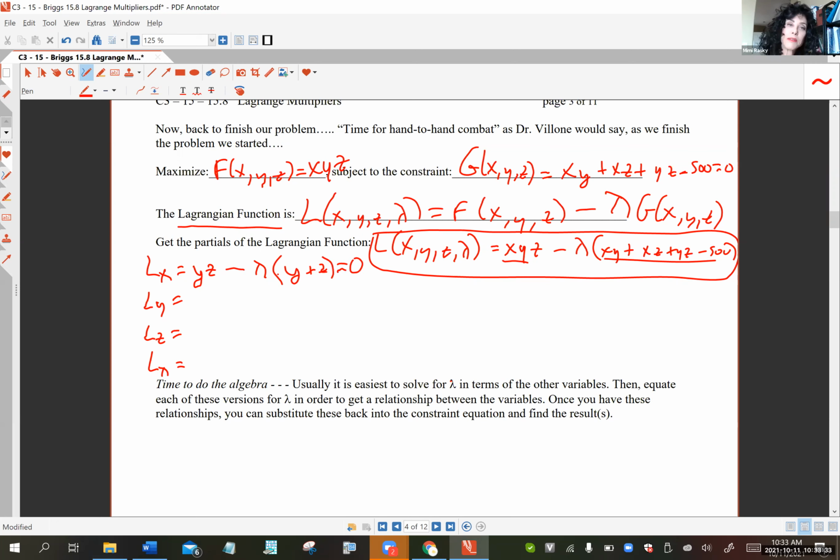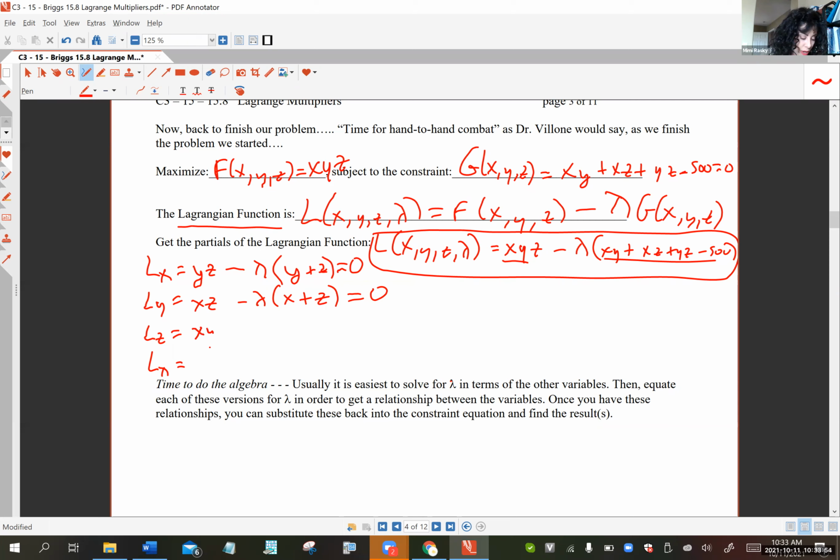Now let's go get the partial with respect to y. Hold x, z, and lambda constant. I get xz minus lambda, parentheses, x plus z when I differentiate with respect to y. Set that equal to 0. Then differentiate all over again with respect to z. Hold x, y, and lambda constant.